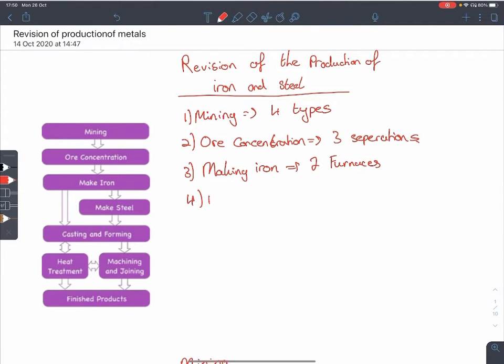Making steel, again, we have two different types of furnaces that are linked with the two previous furnaces. We have casting and forming. We have heat treatment, we have machine joining, and then we have the finished product.